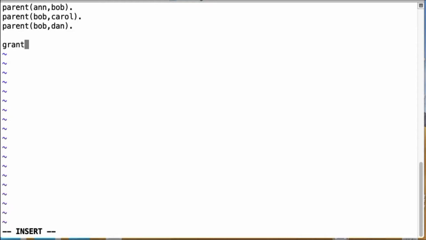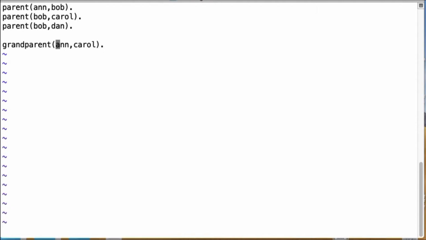Grandparent of Anne and Carol, like this. That is actually not bad, and if you ask Clingo, it will return the solution for you. But what if you have 100 parent relationships? Do you want to write 100 or even more than that? That might be a bit of an issue, right?